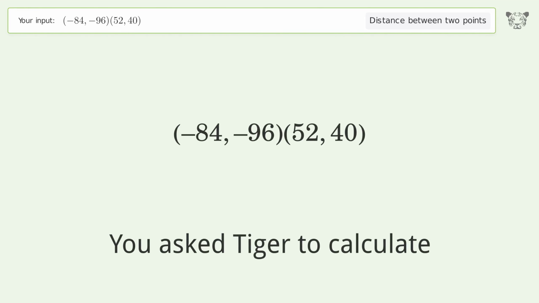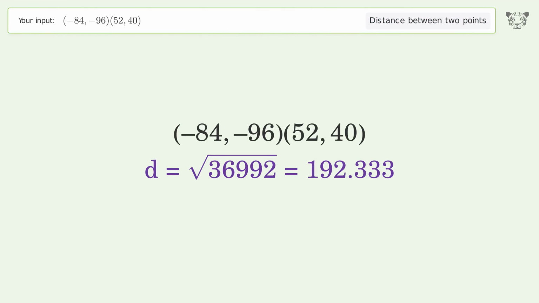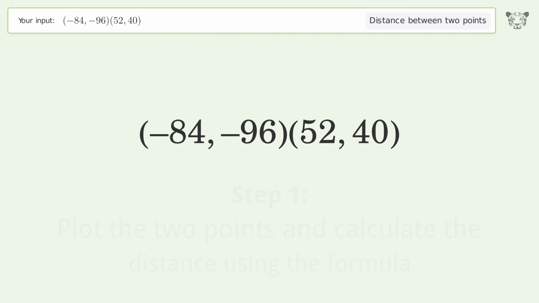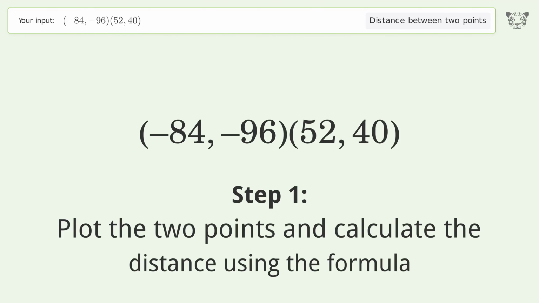You ask Tiger to calculate. This deals with the distance between 2 points. The distance between the 2 points is the square root of 36,992 or 192.333. Let's solve it step by step. Plot the 2 points and calculate the distance using the formula.